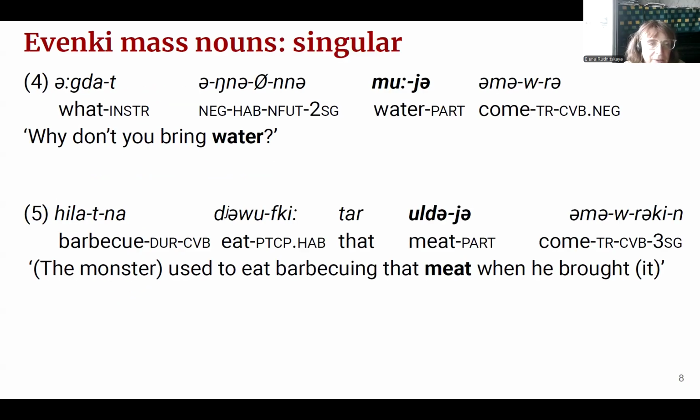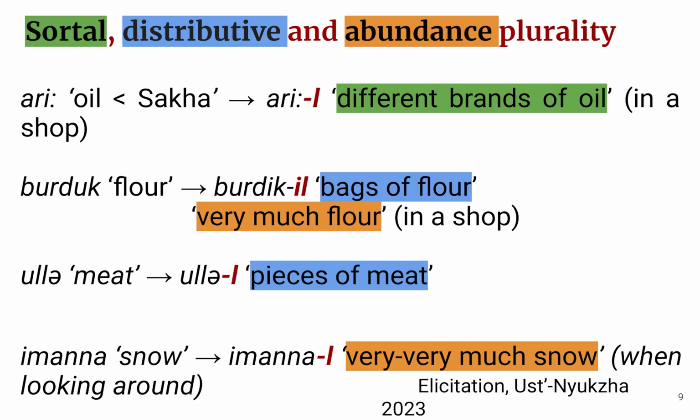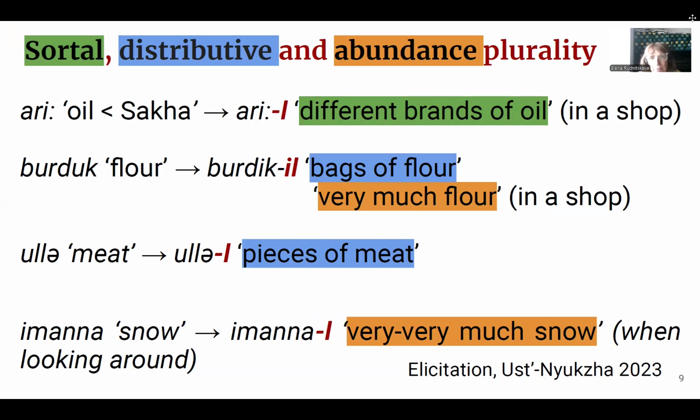The problem with Evenki mass nouns is that they cannot be called plural mass nouns because they can be used in both singular and plural. Their singular use is demonstrated in examples 4 and 5. This is similar to the European pattern. When the plural marker is added to mass nouns, we can isolate sort of distributive and abundance interpretation. This is, however, frequent typologically, so it's not that interesting.